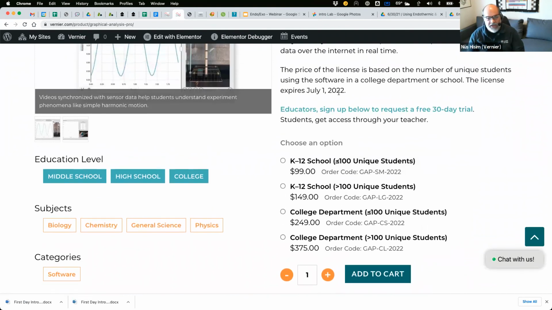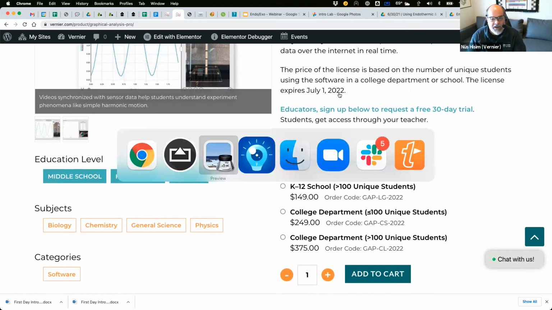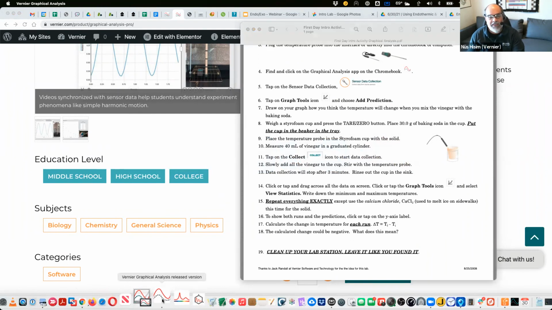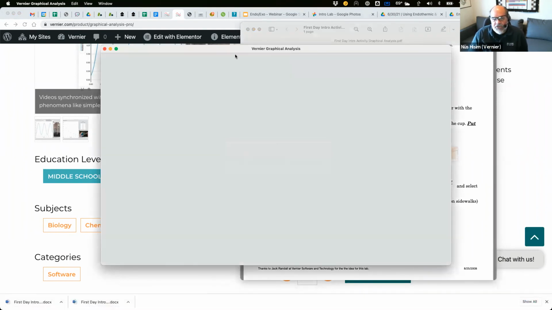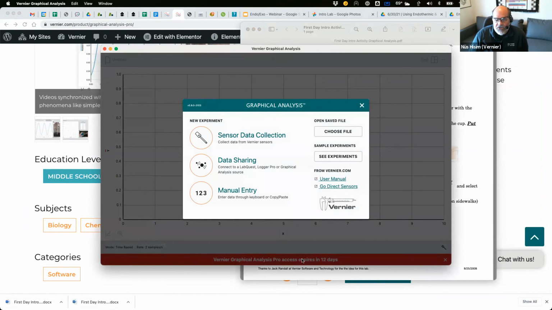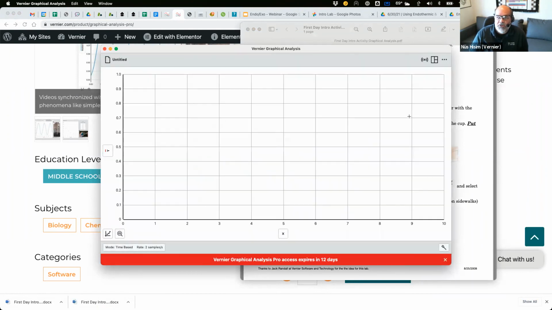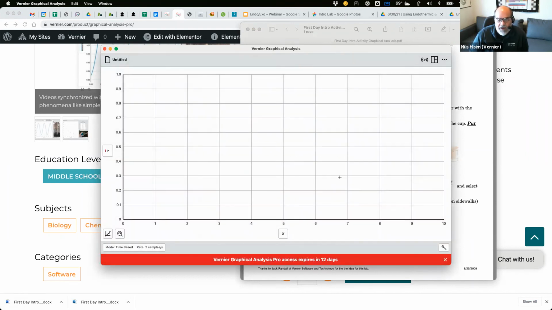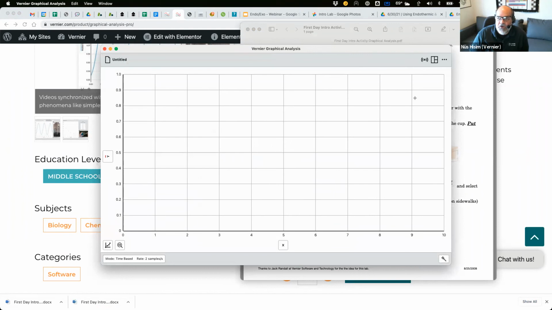Take a look at my copy of Graphical Analysis, maybe I can show you. It was acting a little wacky earlier. Notice that it comes up and it says, oh look, you've got 12 days left. What happens when your license key expires? I'm going to force mine to expire. Then when you try to use a pro version, it says, sorry, you have to pay for that. And so you have to re-enter a key.